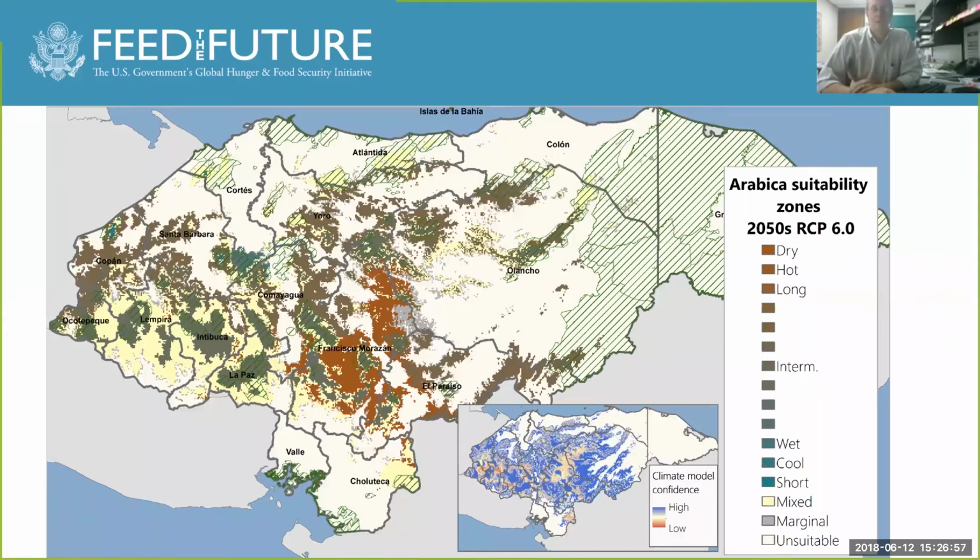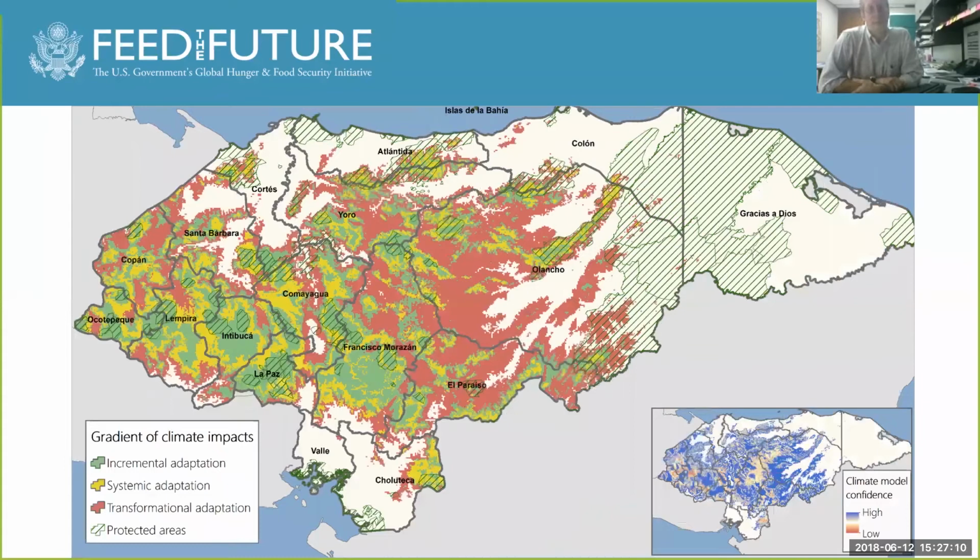And so what we've tried to do as a research center at CIAT is put this into a user interface that's understandable. And so we've come up with these kinds of maps, where we've taken the level of climate change and the level of the model confidence, and we've identified areas where we feel, to the best of our knowledge and ability, we will see different kinds of adaptation taking place. So some areas green, where we'll see incremental adaptation, some areas that are yellow, where we'll see systemic adaptation, and some areas of red where we'll see transformational adaptation. And what that means is the following.